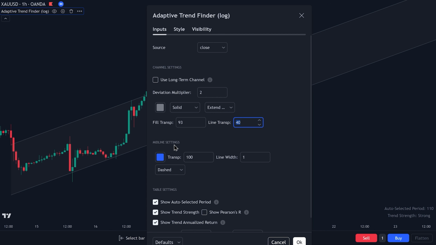The midline settings allow you to customize the center line of the trend channel. You can change its color, set its transparency, adjust its width, and choose a line style, dotted, solid, or dashed to suit your preferences.